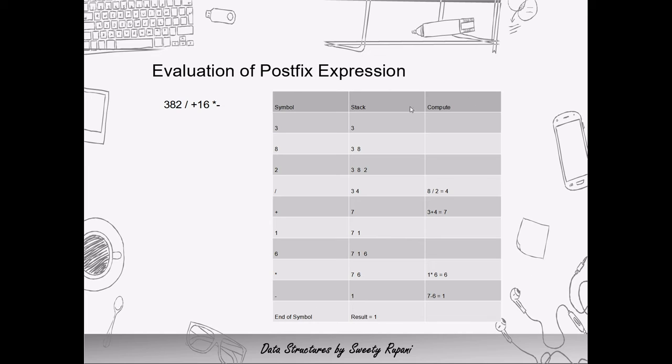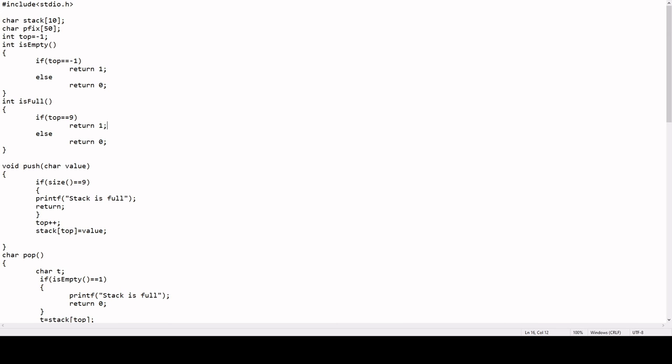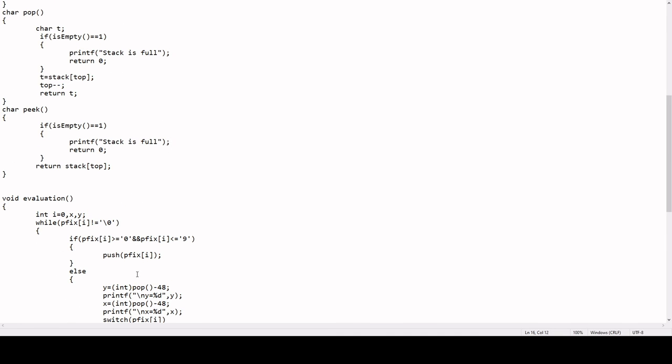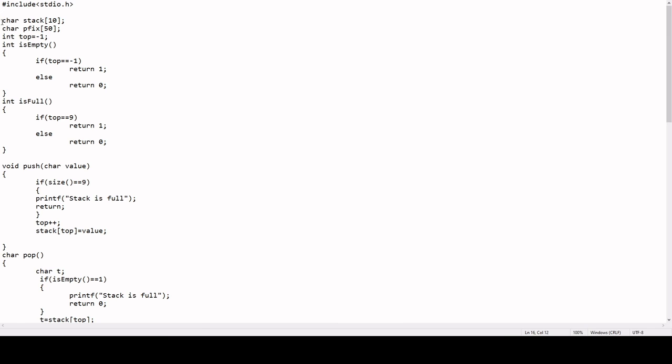So this is a simple concept of evaluating a postfix expression. Now let us have a look at an implementation, how we are going to implement this using C. Now let's code it. For evaluation of postfix expression using stack, we can write an evaluation function in the same program of conversion. We just need to add this evaluation function, although I have written two separate codes for evaluating and converting a postfix expression. This stack, I have taken it as a character.